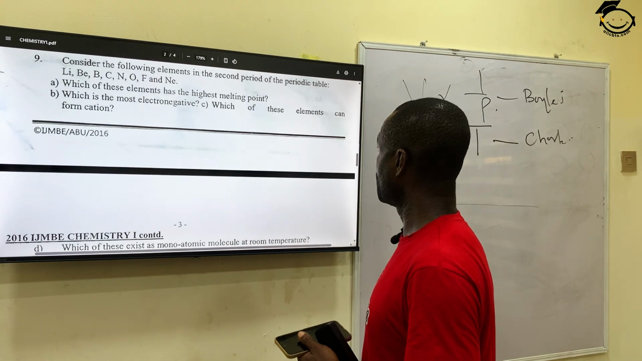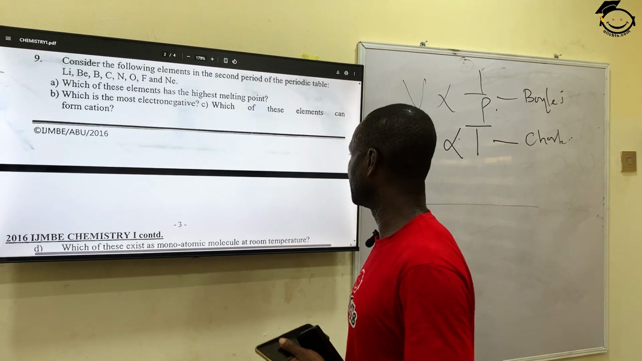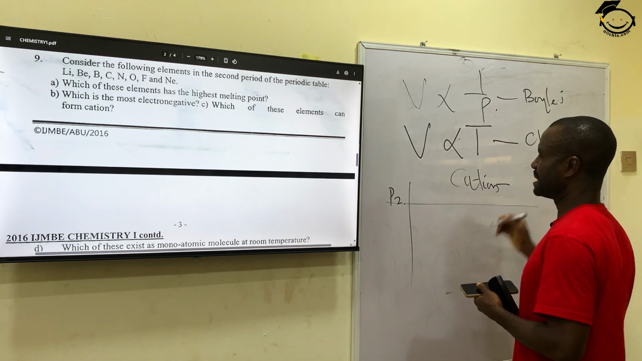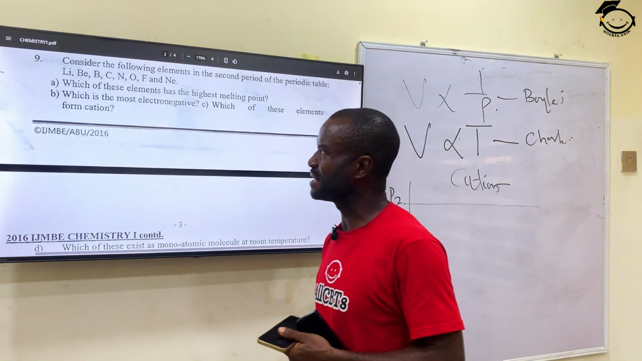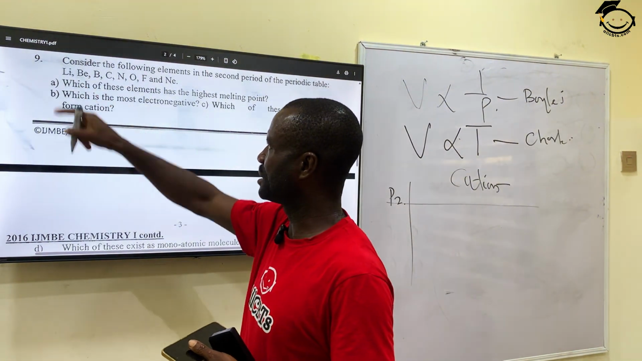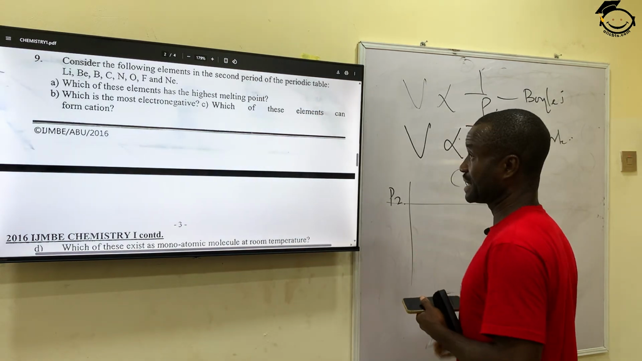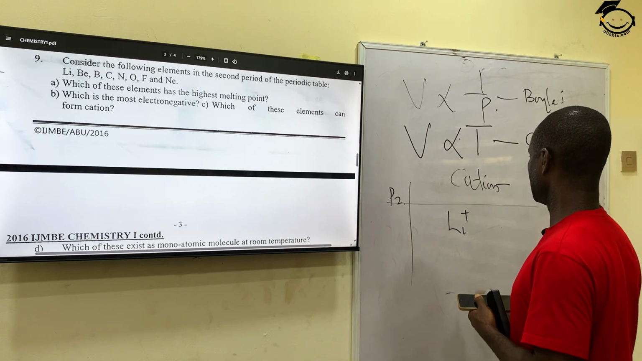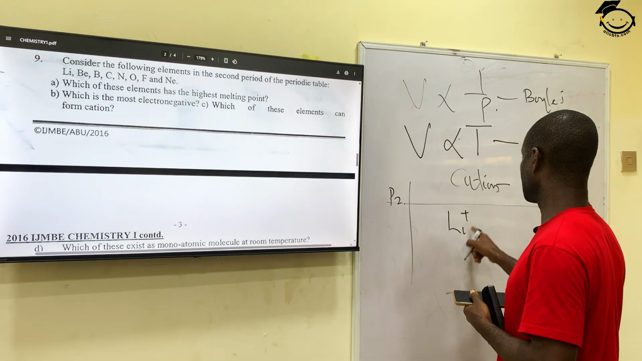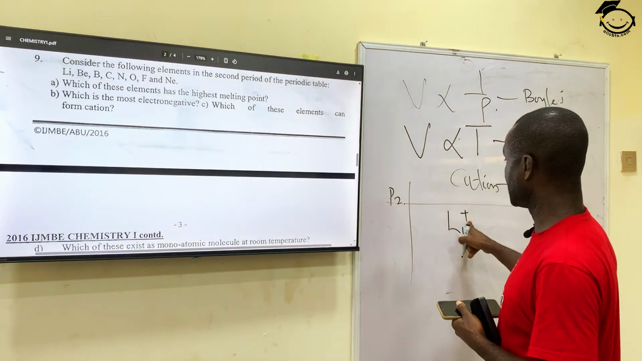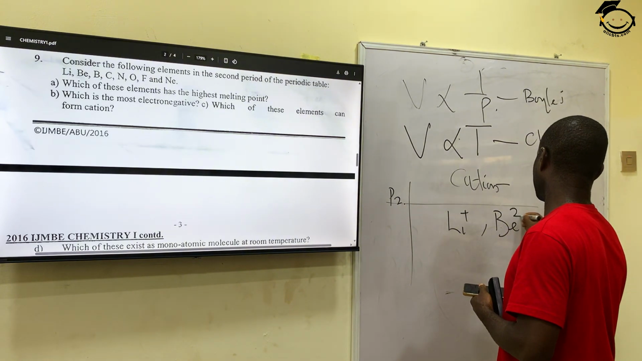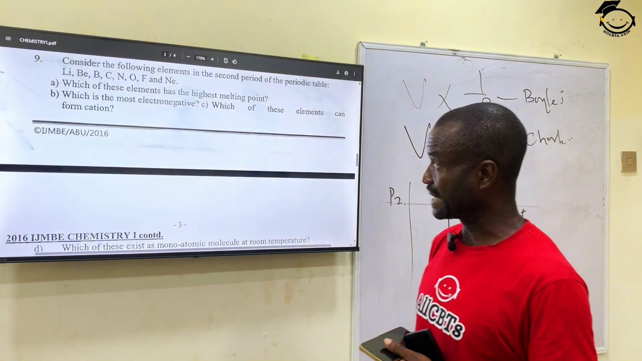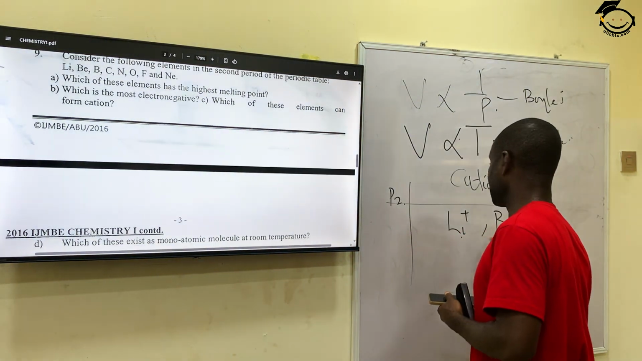Number C, which of these elements can form cations? Cations are positively charged ions. So of these, we have lithium and beryllium, because they are metals. Lithium will form Li plus, that is lithium with one positive charge, and beryllium will form two positive charges. So lithium and beryllium will form the cations. They are positively charged elements in this group.